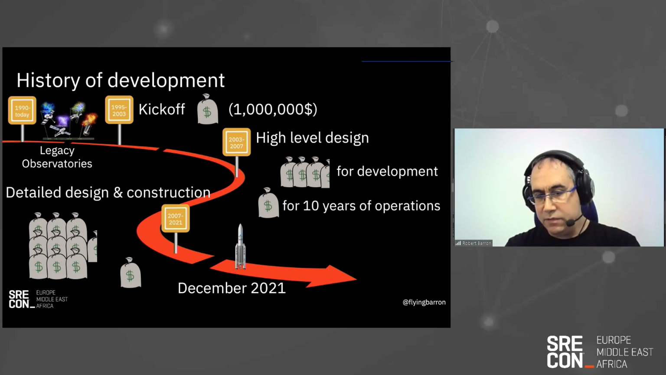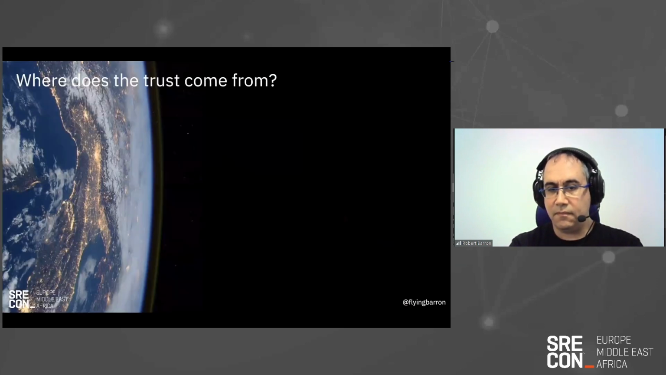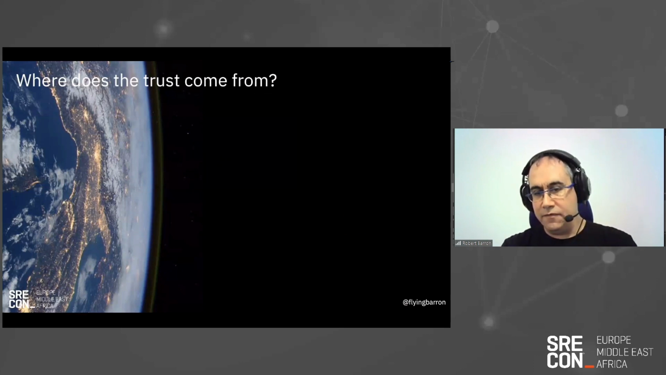December 2021, it was launched from French Guiana on an Ariane 5 rocket. And in July of this year, it became fully operational and started delivering results down to Earth. So where did the trust come from? How did NASA gain the confidence to launch Webb, to spend these $9.5 billion, where any single mistake would mean that the whole project is a complete failure?